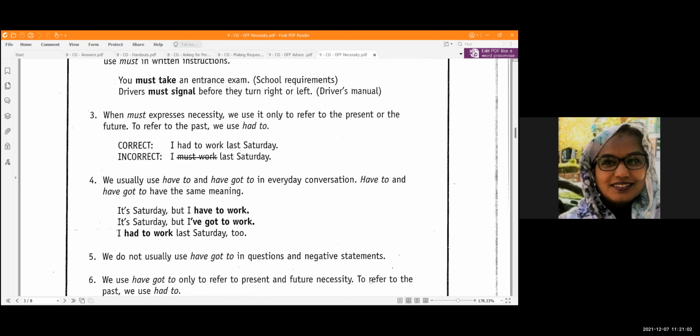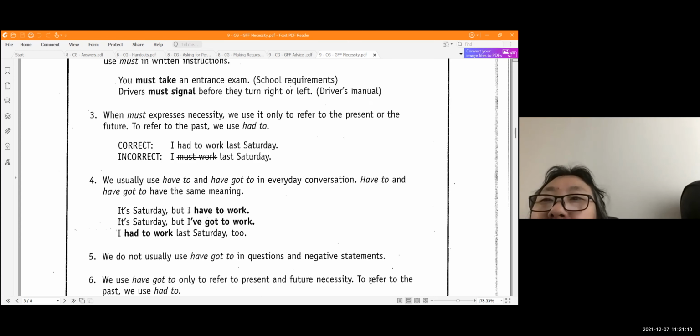So if I use it for the present, I must work next week. Yes, that's okay. You count for the last Saturday. If you say this Saturday, okay, next Saturday, okay.